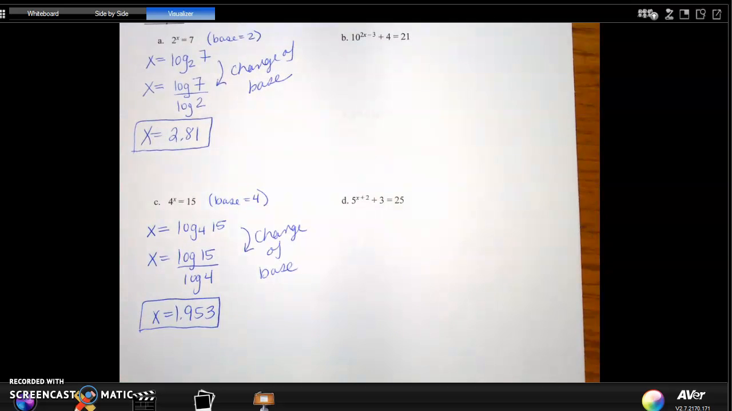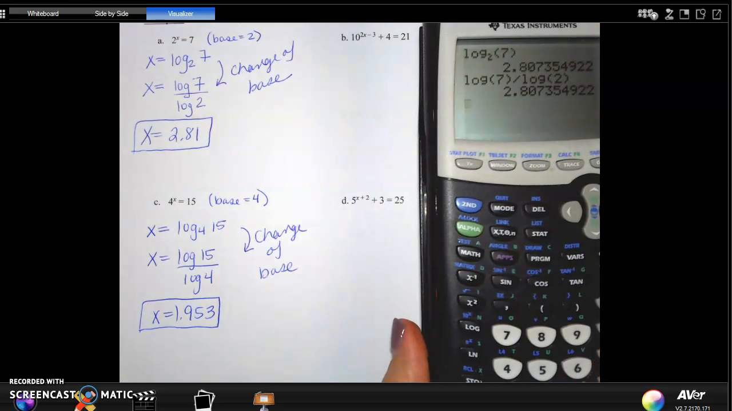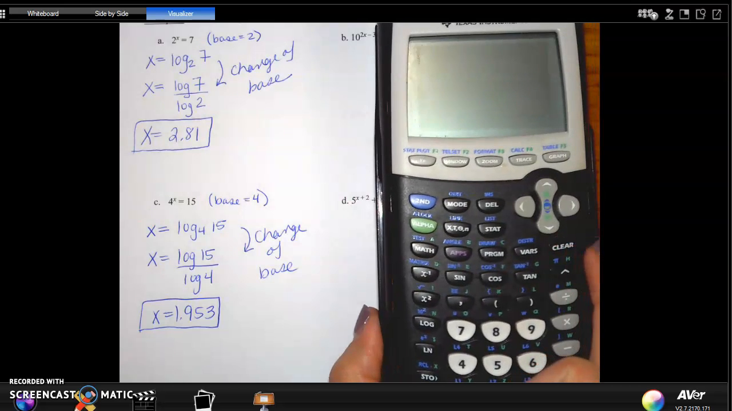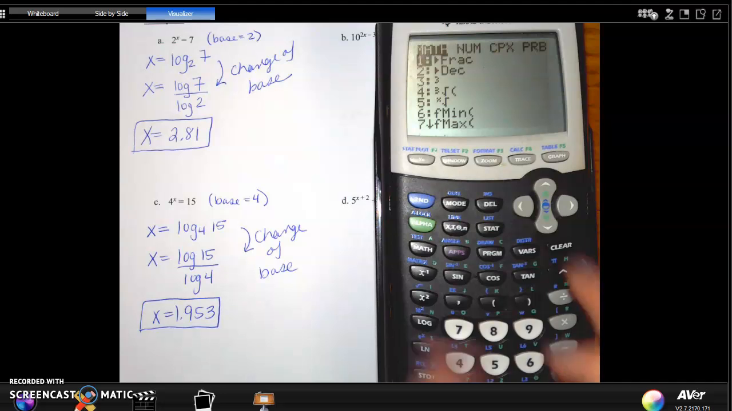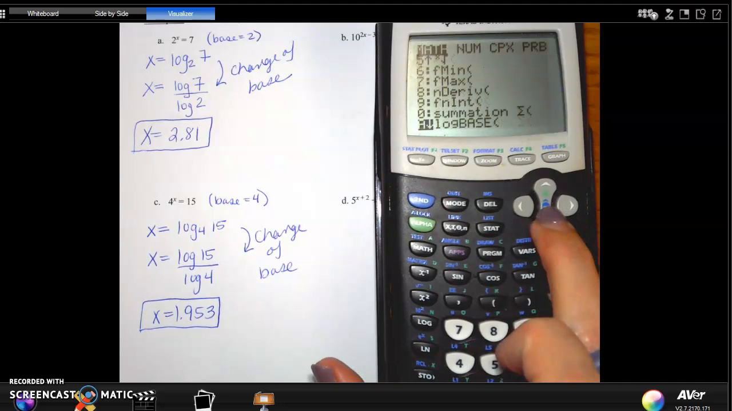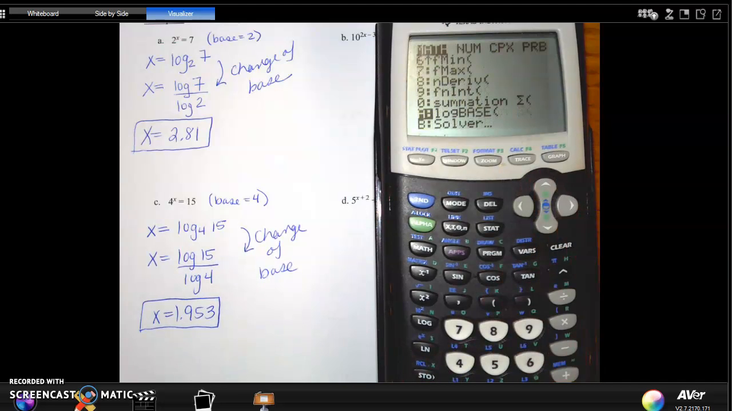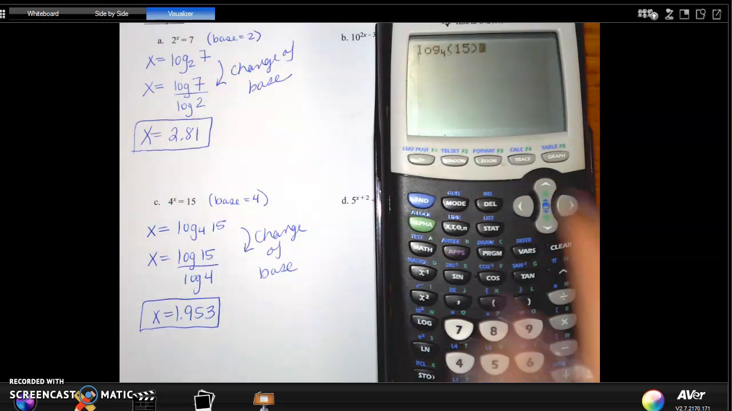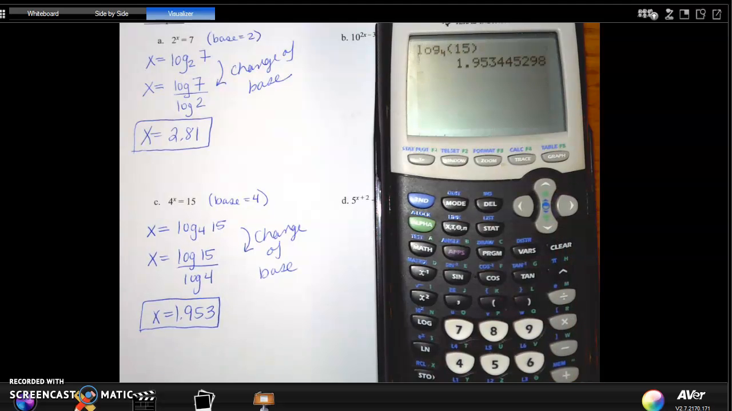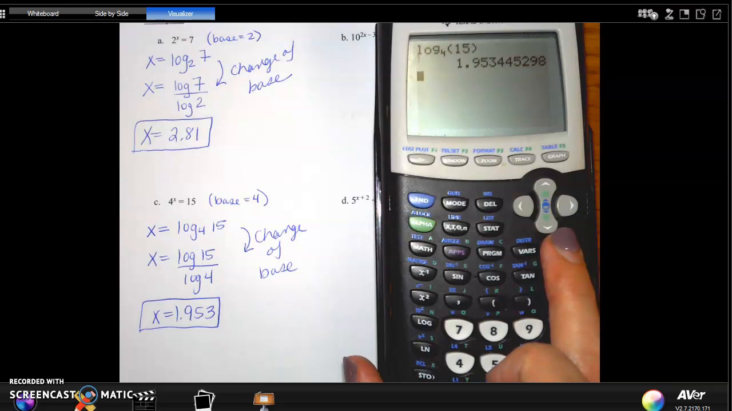Again, if you have the larger calculator, you just want to hit your math button, which is right here below the alpha. Go down until you see log base. In mine, it's letter A. Enter, and it's going to look just like this. So it's log base 4 of 15. And hit enter. It's 1.953. So you get the same answer. I just wanted to show you with the two different calculators what that looks like.